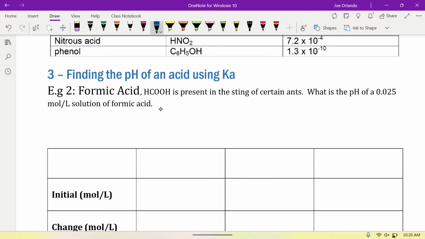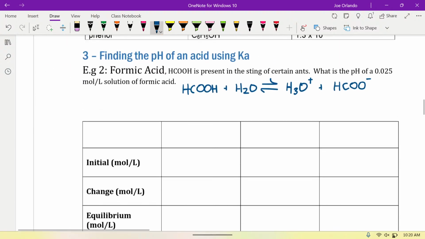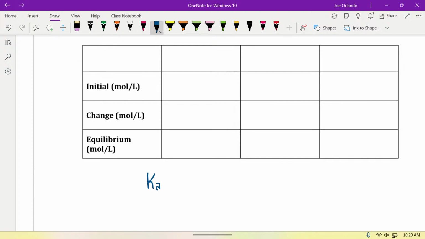All right? Which means that we have HCOOH, and it's going to react with water. And what is it going to form as products? Sometimes? H3O plus. 3 is not an exponent, so I'm not going to write it up there. And what else? HCOO negative. Good.